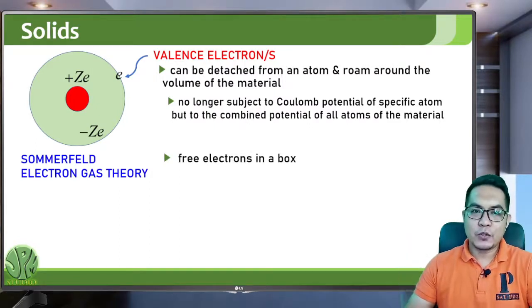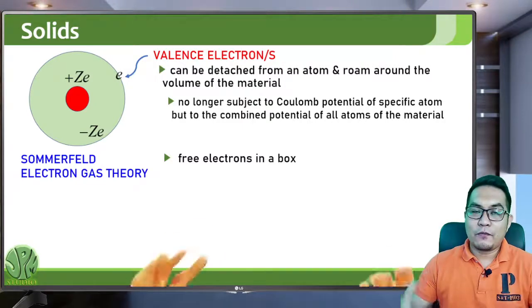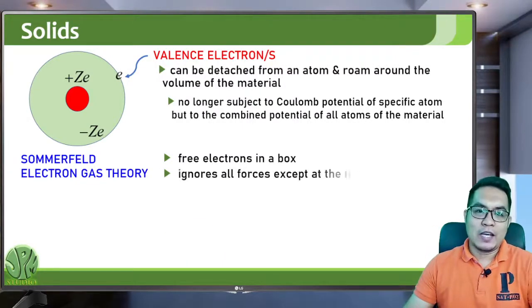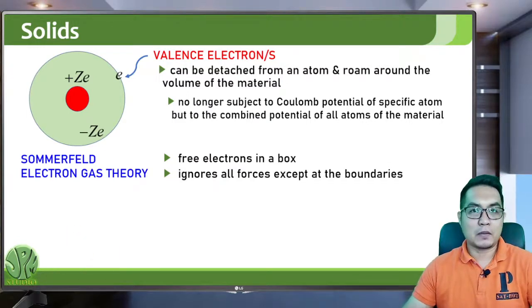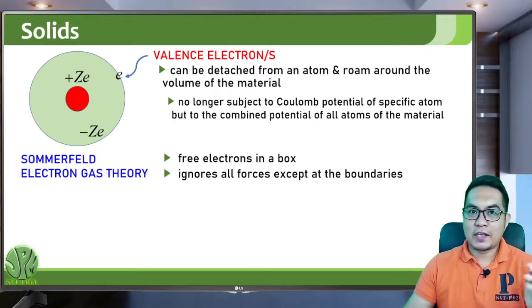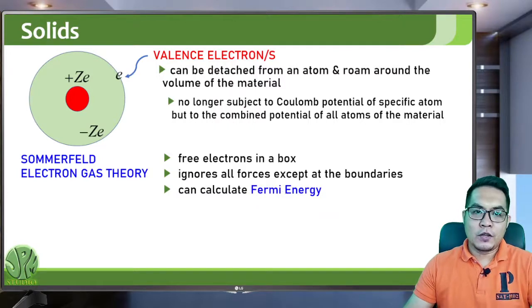wherein you treat the solid as free electrons in a box, and you ignore all of the forces except at the boundaries. Basically, it's electrons in a three-dimensional infinite square well potential. One advantage of this theory is that you can calculate the Fermi energy. I will explain the Fermi energy later.